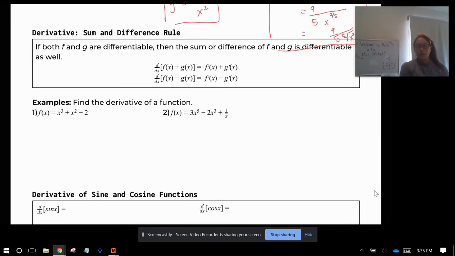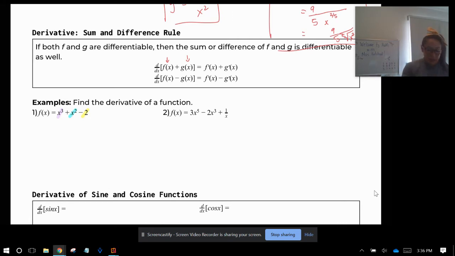Okay, the sum and difference rule. So if I have two functions, f and g, that are being added together, as long as both are differentiable to begin with, then we can split these up by taking the derivative of f plus the derivative of g. And same with if we subtract. So we're going to pretend that x cubed, x squared, and 2 are each different functions. So x cubed plus x squared minus 2. They can each be a function on their own. We're going to add up all of their results together.